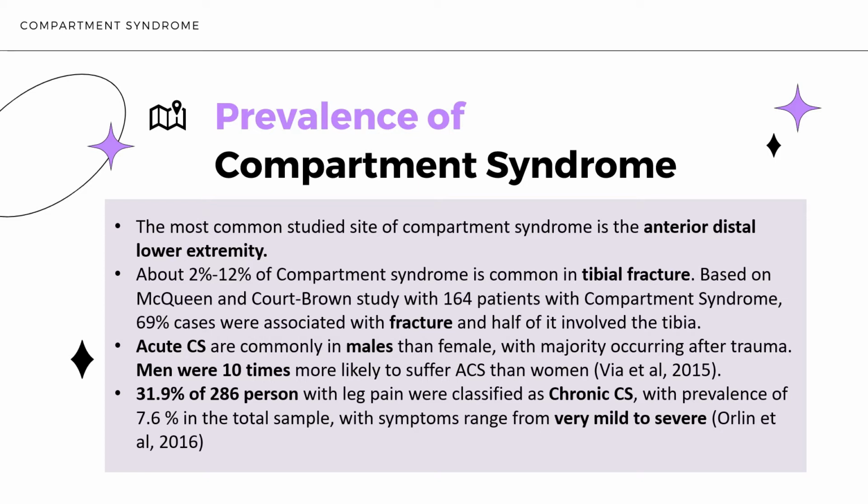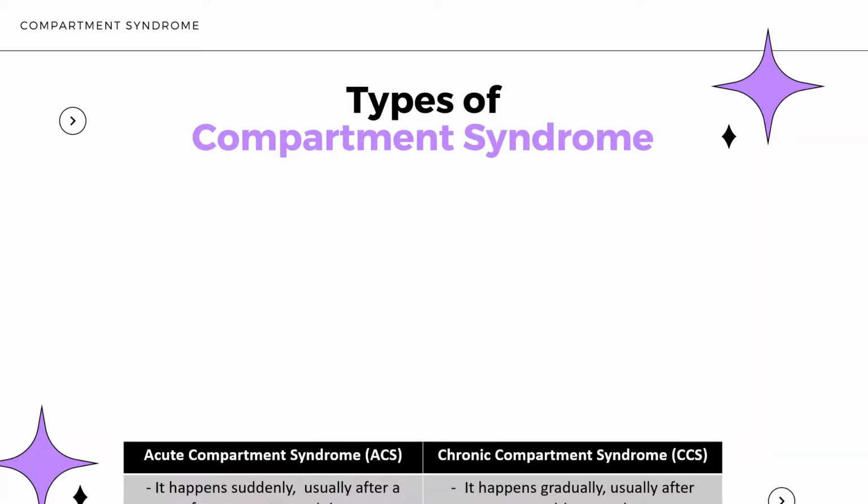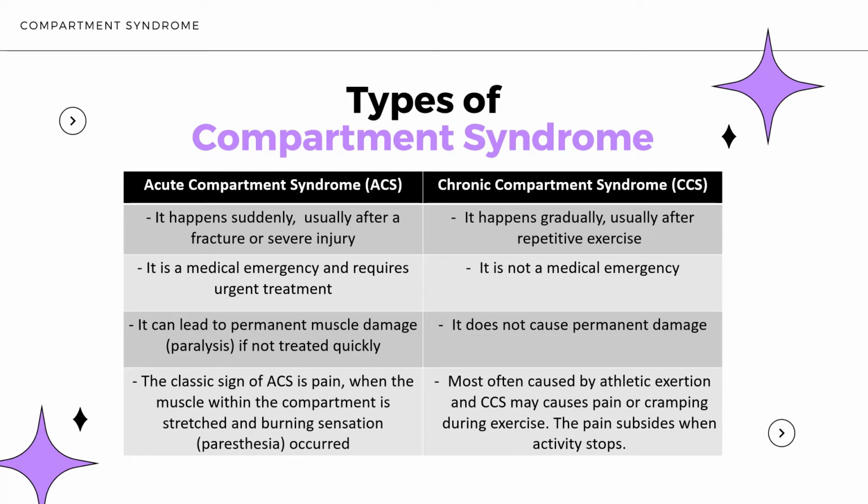Acute compartment syndrome is commonly in males, and men were 10 times more likely to suffer acute compartment syndrome than women. 31.9% of 286 persons with leg pain were classified as chronic compartment syndrome, with a symptom range from very mild to severe. There are two types of compartment syndrome.